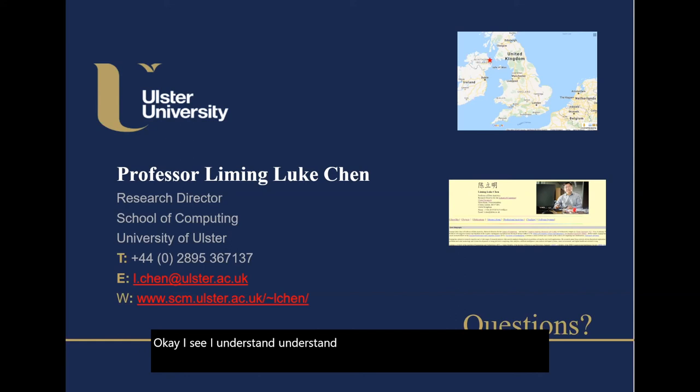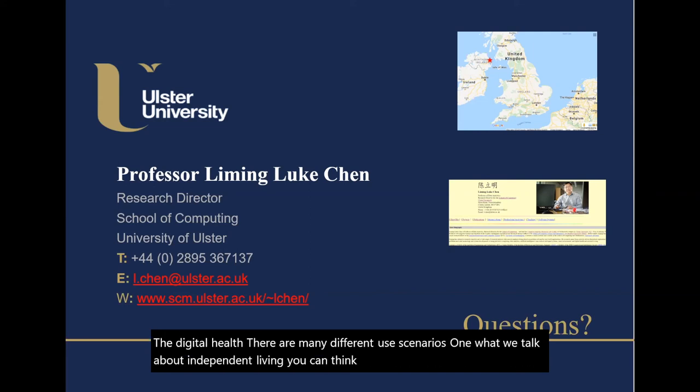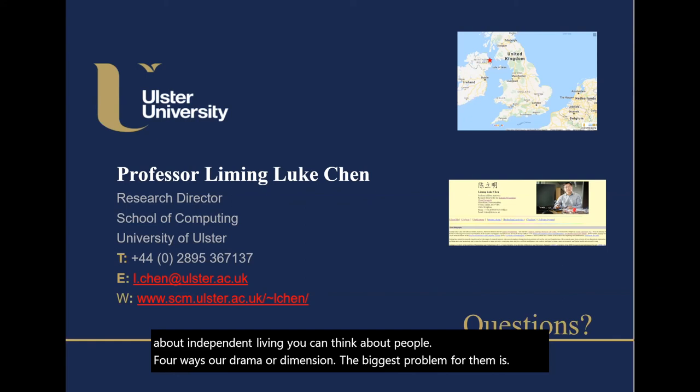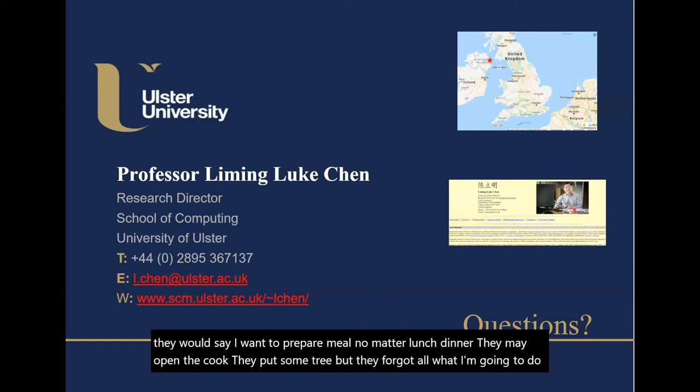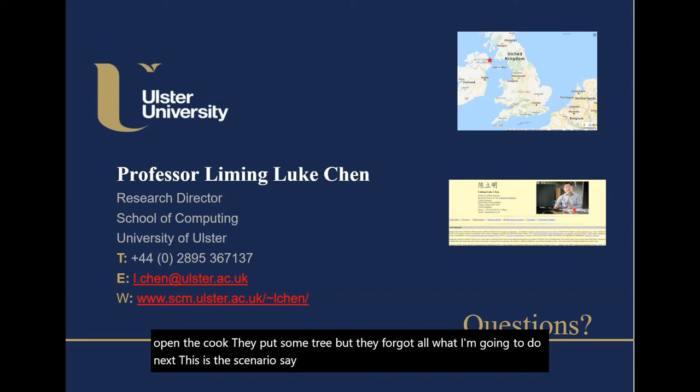In healthcare, there's digital health, and there are many different use scenarios. One we talk about is independent living. You can think about people with Alzheimer's or dementia. The biggest problem for them is, in the study room, I'm thinking to prepare a cup of tea, but when I go to the kitchen, I forget what I came here to do. When they want to prepare a meal, lunch or dinner, they may open the cooker, put on some tray, but then forget what they are going to do next. This is a scenario: even making a cup of tea or a cup of coffee is difficult for those people.